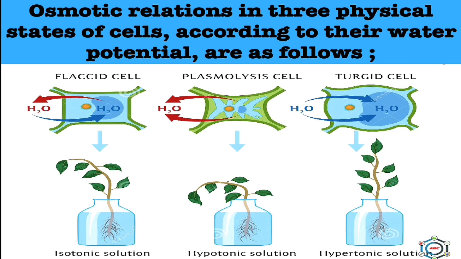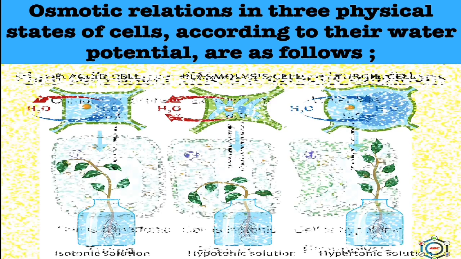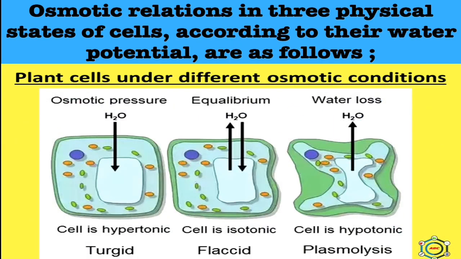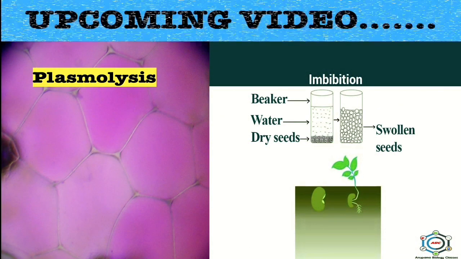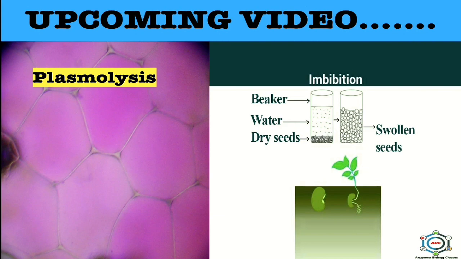So this is the end of the video in which we learned about osmotic concentrations, demonstration of osmosis, turgor pressure, importance of osmosis in plants, and the cell as a system. That means in case of a fully turgid cell, in case of a flaccid cell, and in case of a plasmolyzed cell. Now, the next, you know the plant cells under different osmotic conditions. Here you can see the cell is hypertonic, the cell is isotonic, and the cell is hypotonic. The next video will be on plasmolysis and imbibition.